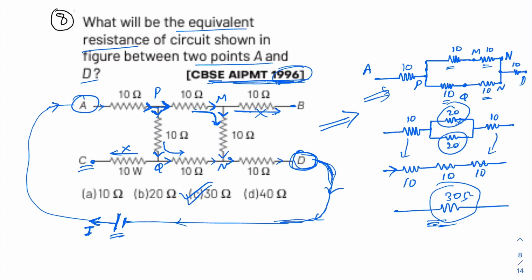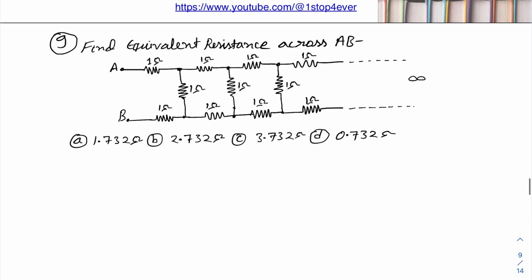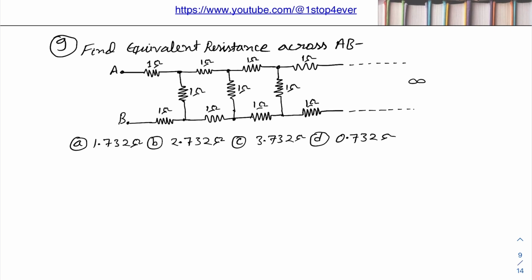What is the next question? See, the next question is the ninth number. Ninth number is what? We need to find the equivalent resistance across AB. AB means this point and this point, we need to find out the equivalent resistance.